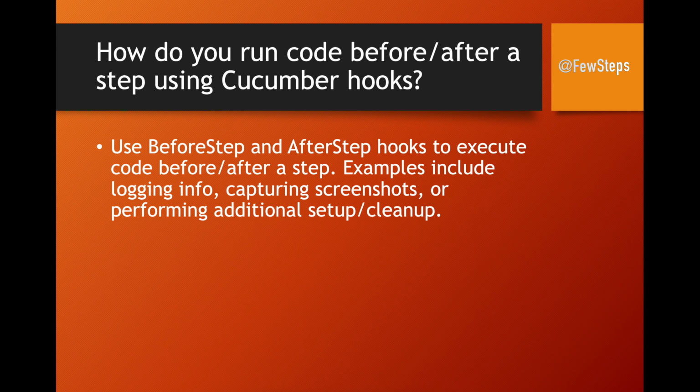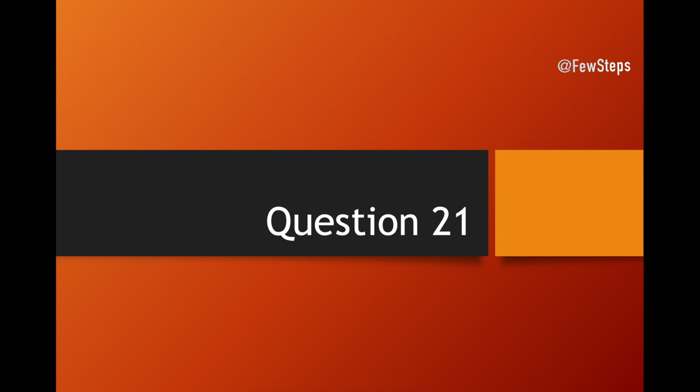Question 20. How do you run code before and after a step using Cucumber hooks? Use before step and after step hooks to execute code before and after a step. Examples include logging info, capturing screenshots, or performing additional setup and cleanup.